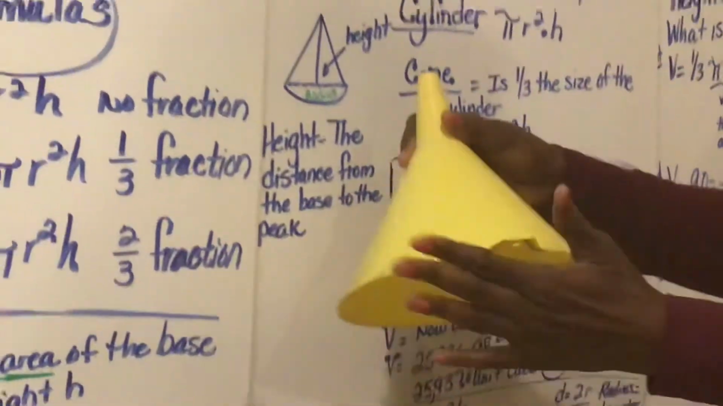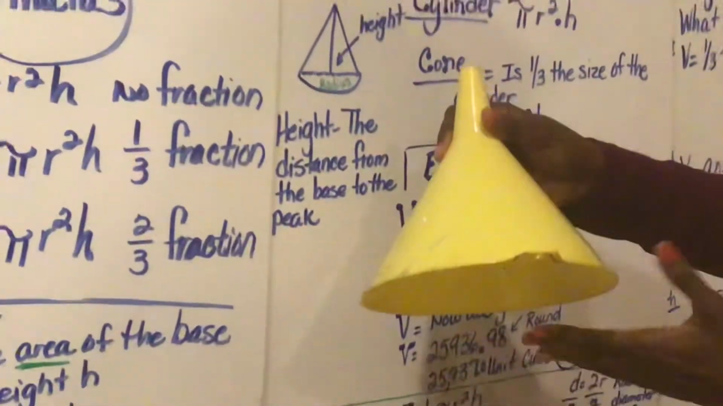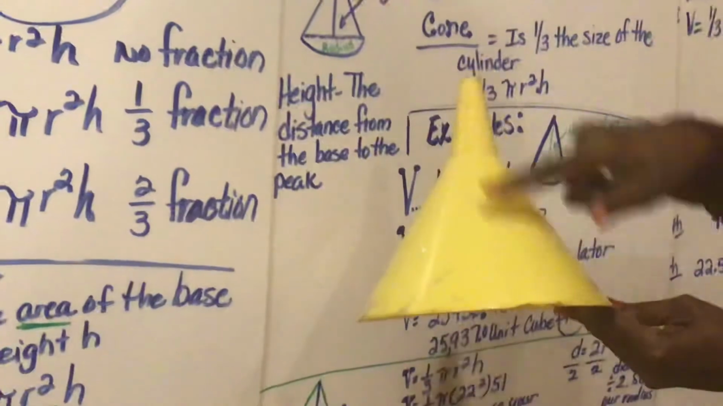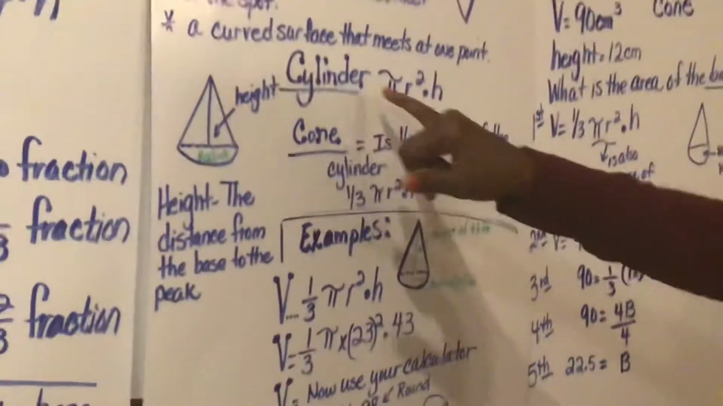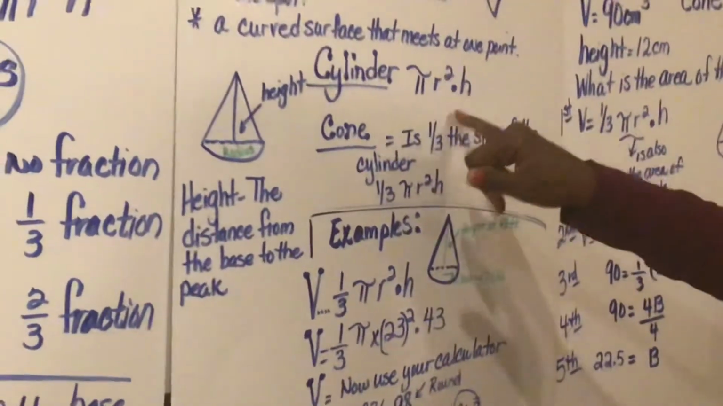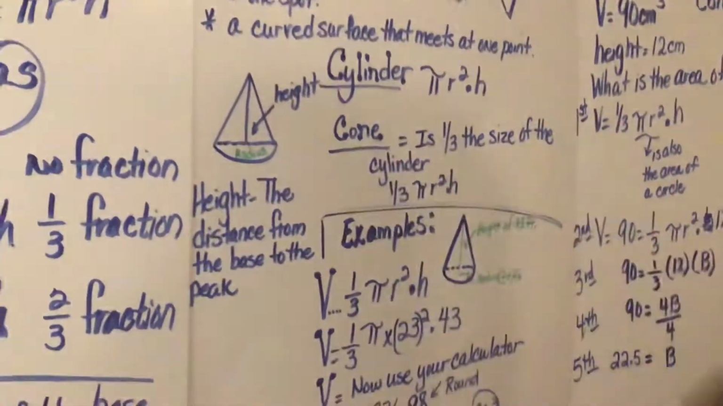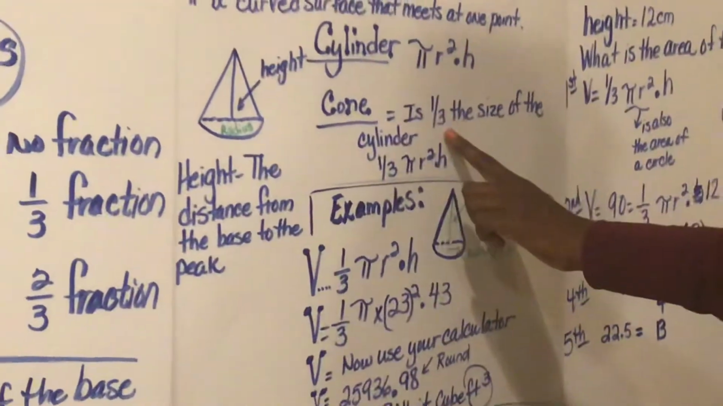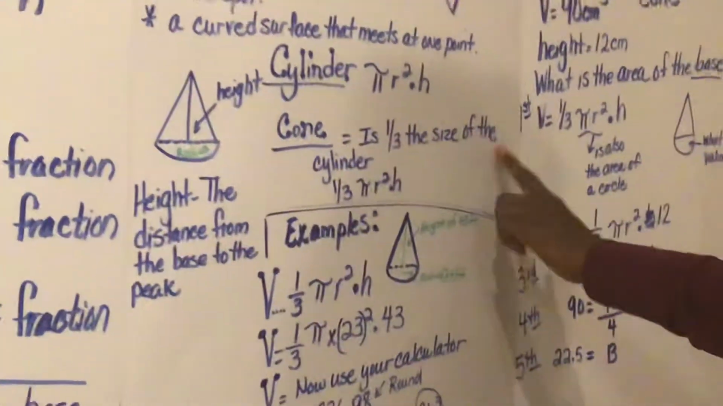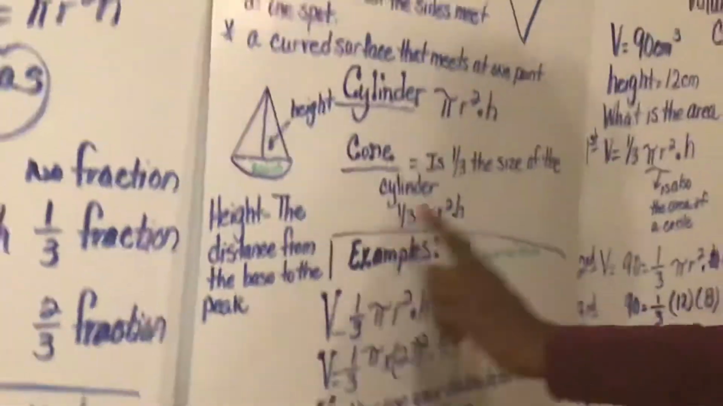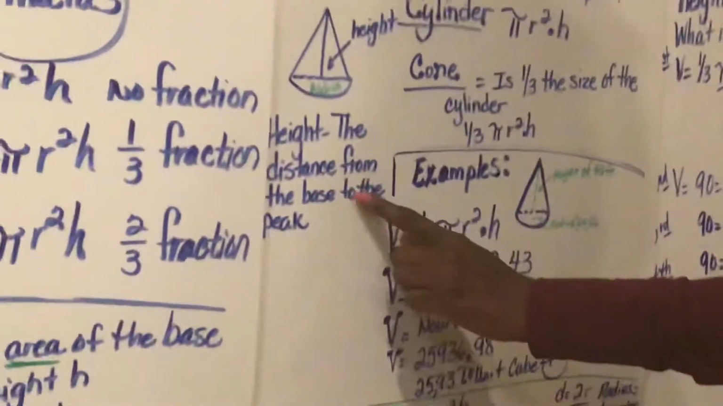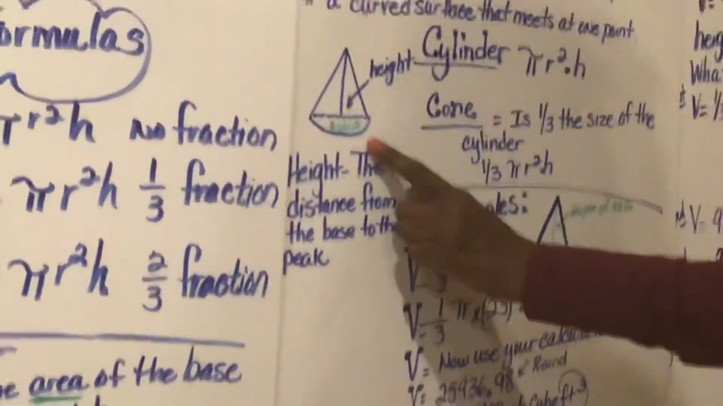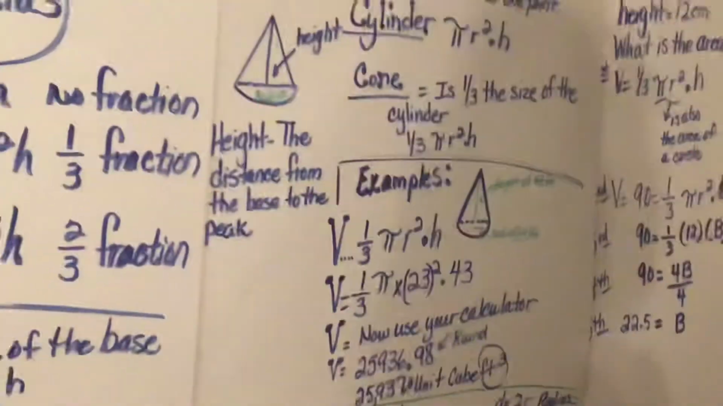Your radius is here going across. This is your height, if I want to determine how tall it is. So here's the formula for the cylinder: pi r squared times the height. Here's the formula for the cone. The cone is going to be 1/3 the size of the cylinder. So it's not the size of the cylinder, it's a third of the size of the cylinder. And the height is the distance from the base to the peak. That's your height. So let's do an example with this one.